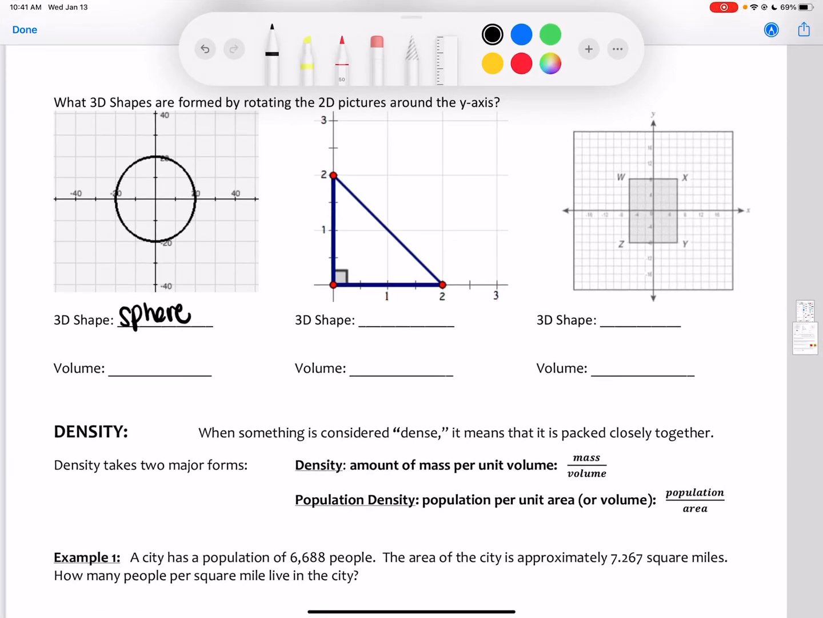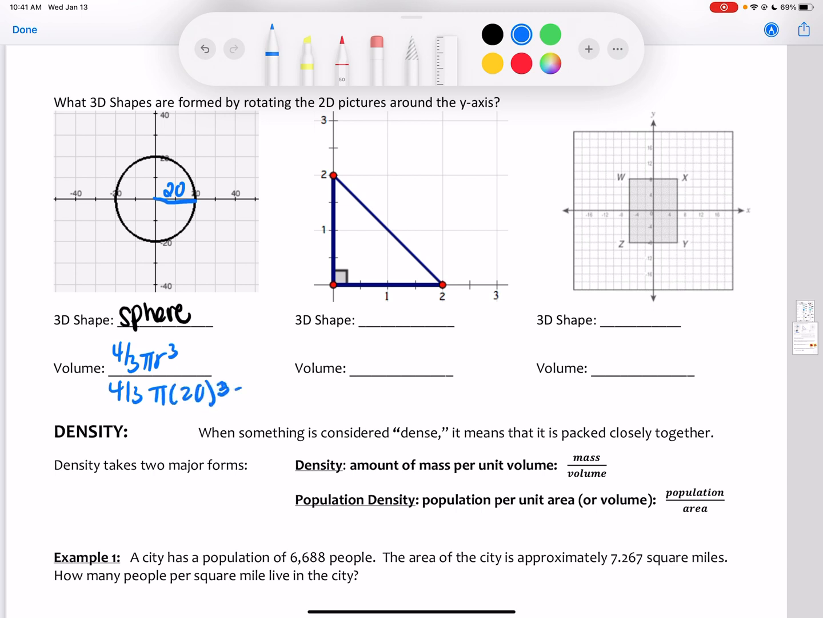Okay, just picking up where we left off, what is the 3D shape formed by rotating a circle? That's going to create a sphere. And you can also calculate the volume of the sphere just based on looking at the 2D shape of the circle. So think about what the radius of the circle is. It's going to be 20. And remember, the formula for volume is 4/3 pi r cubed. So 4/3 pi r, we just said, was 20 cubed.